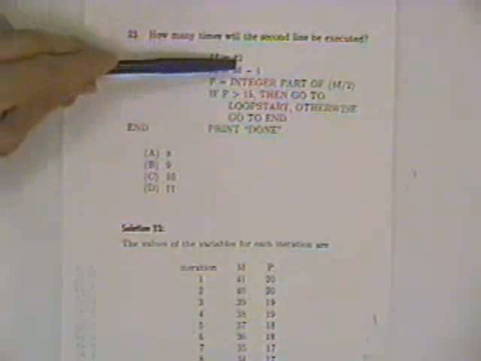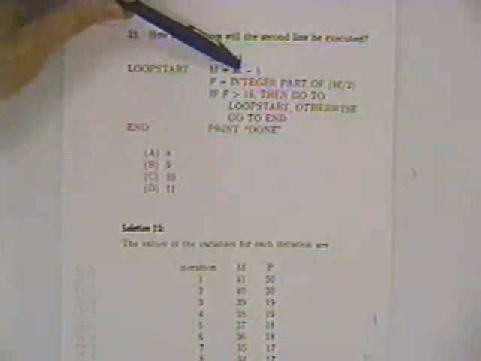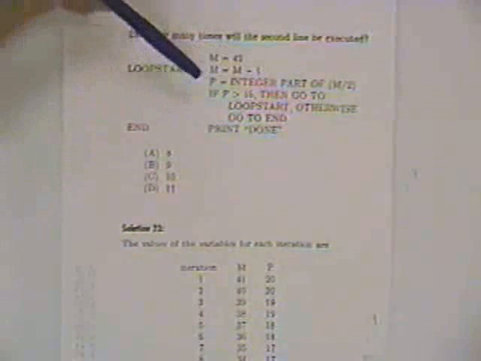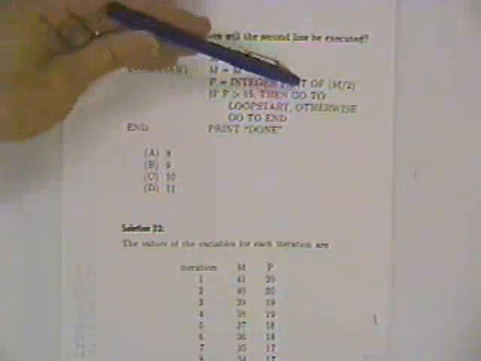The first thing is that m is recalculated as the current value of n minus 1, so that the number is evaluated, stored in n. P is assigned the value of the integer part of m over 2.